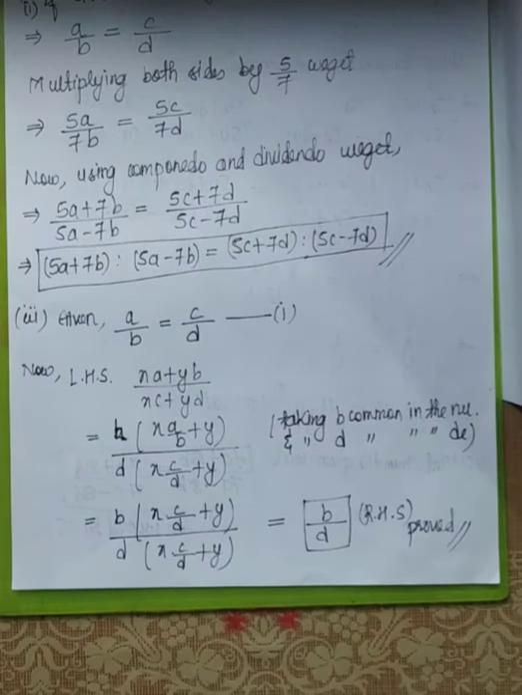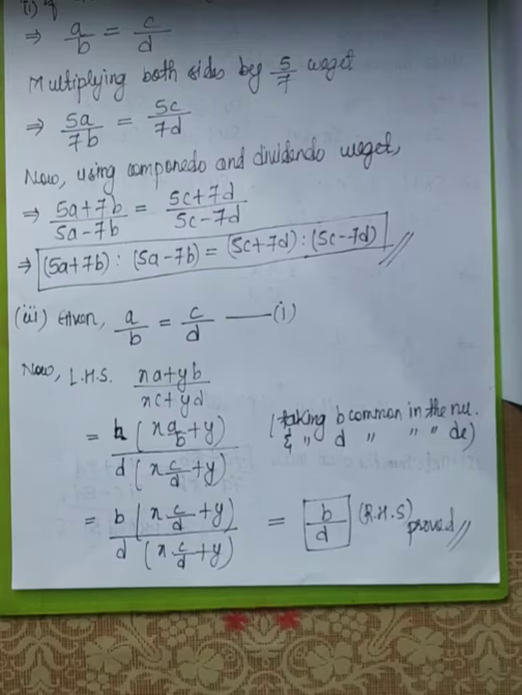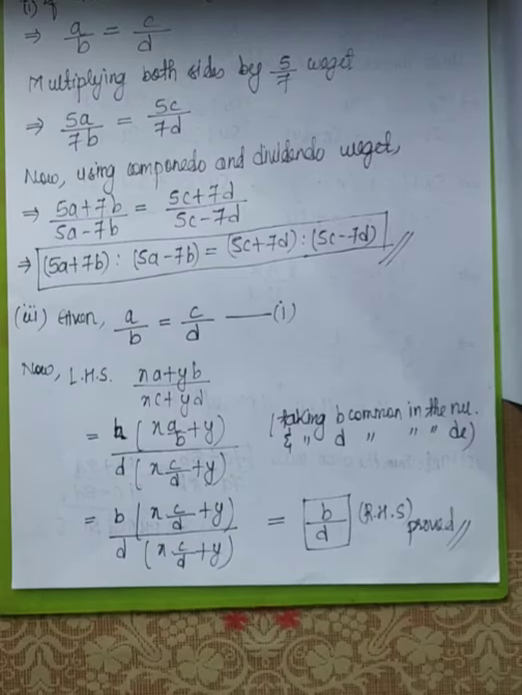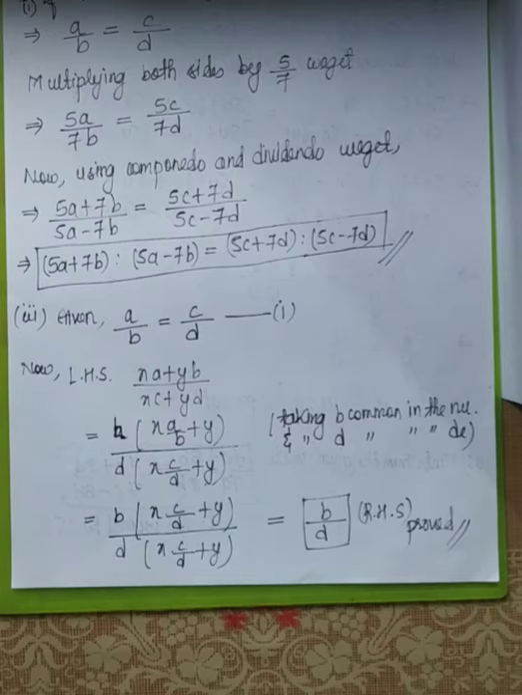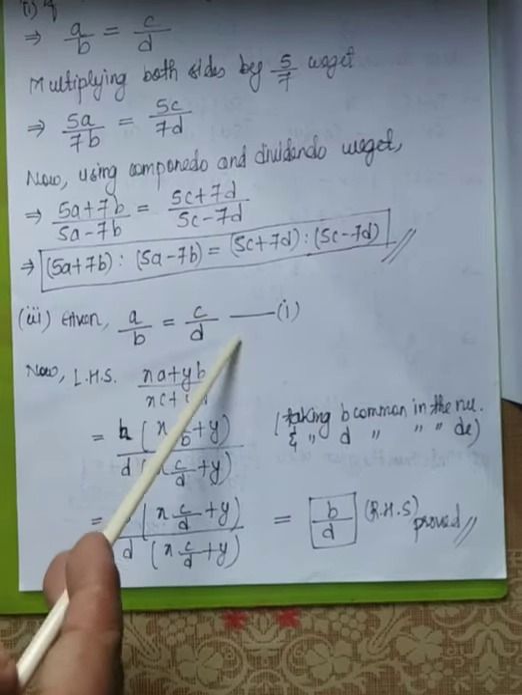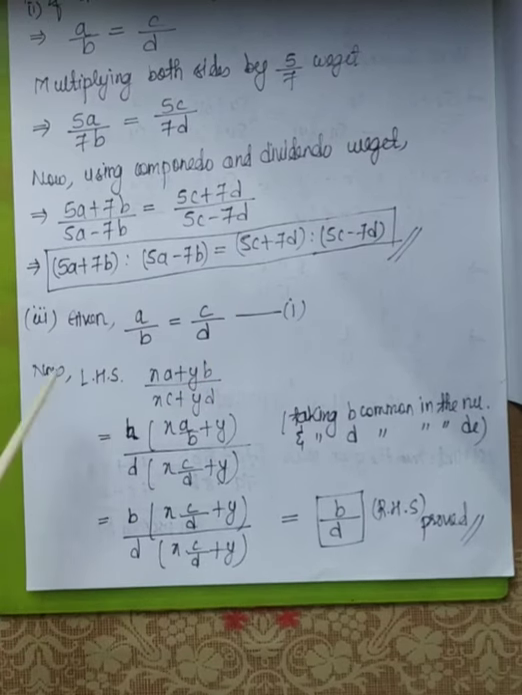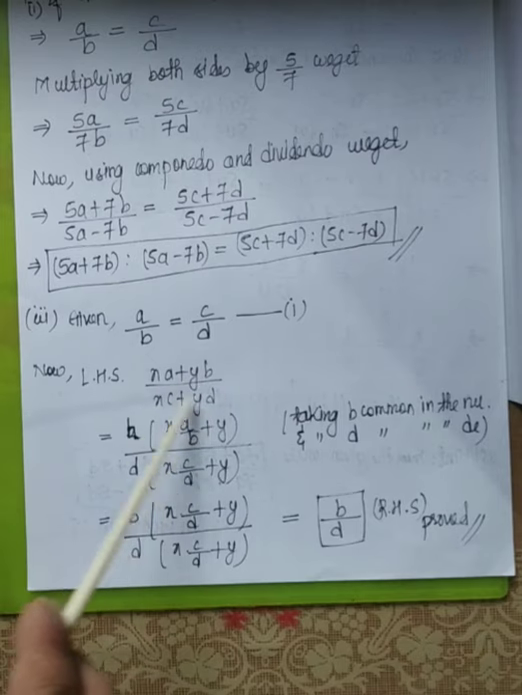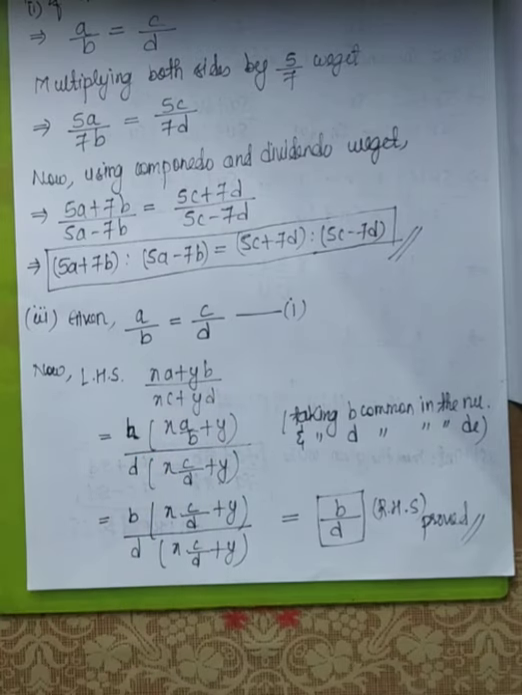Number 1 part 2 is similar to 1 part 1, so 1 part 2 you will do yourself. I'm moving to 1 part 3. In 1 part 3 again, the condition is the same. If A by B is equal to C by D, then prove left hand side equals right hand side. So I'm starting with the left hand side. Left hand side we have XA plus YB divided by XC plus YD, and we have to prove it as B is to D.